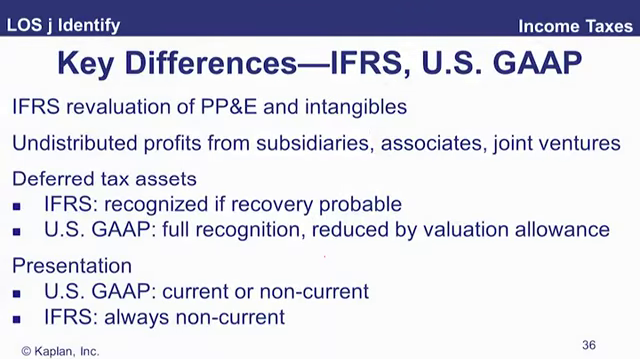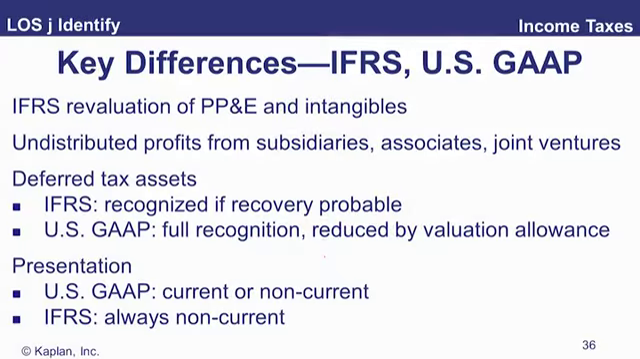Undistributed profits from subsidiaries, associates and joint ventures again slightly differs. US GAAP uses its indefinite reversal criteria and typically doesn't create deferred tax assets and liabilities as a result. IFRS says a deferred tax liability or asset should be created unless the parent controls the distribution of profits and it is probable that the difference will not reverse in the future.